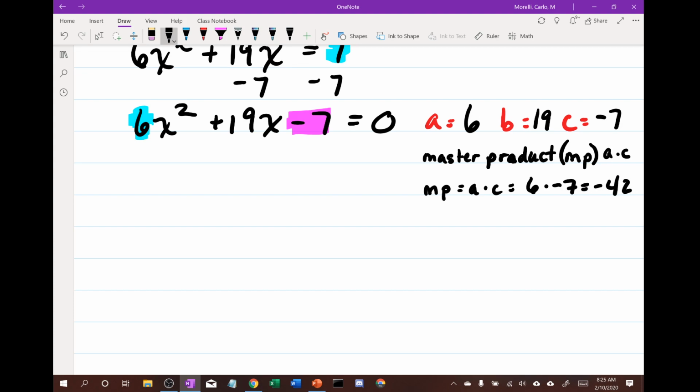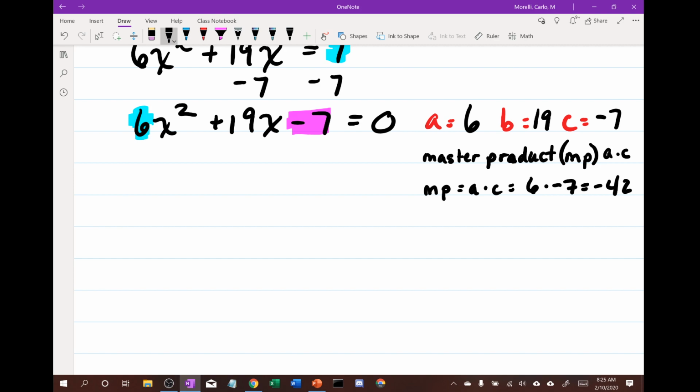Can you say it in Spanish? Negativo, and then how do you say 40? Cuarenta, and then 2 is dos, so negativo 42.